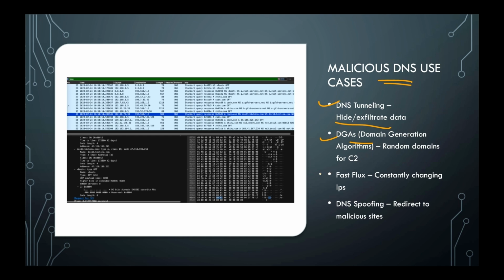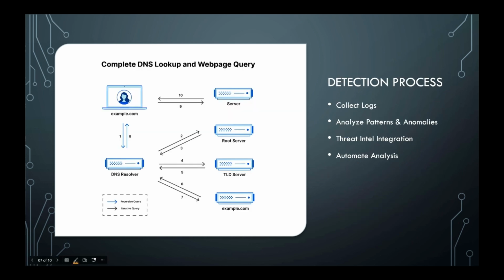Fast flux. Attackers frequently change the IP address associated with a domain in a fast flux network, making it challenging to track and block the malicious activity. The next one is DNS spoofing, redirecting to malicious sites. It is also known as DNS cache poisoning. This attack involves tricking a DNS resolver into returning incorrect IP addresses for a domain, potentially redirecting traffic to a malicious website.